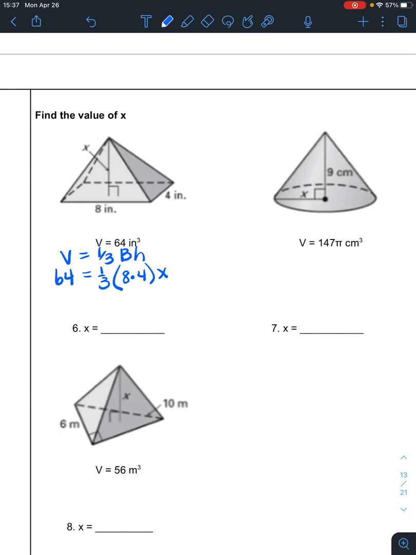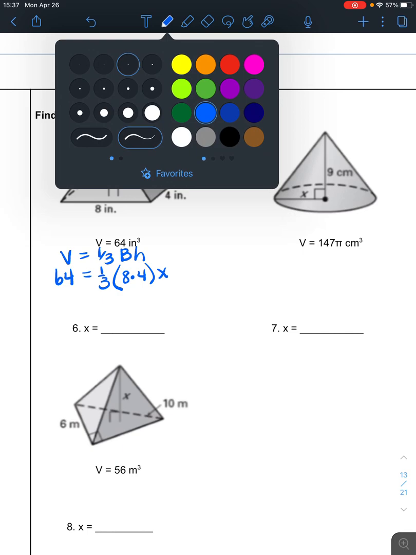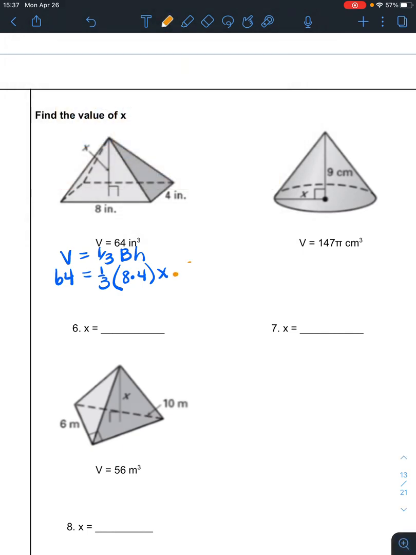So a couple of things that you can do to deal with that 1/3. You can do 32 divided by 3, which is going to give you a decimal, which you're going to need to carry those decimals out. The other easy way to deal with it, and what I like to do, is just go ahead and get rid of it: multiply both sides by 3, and they're going to cancel out like that. So now I have 192 is equal to 32x.